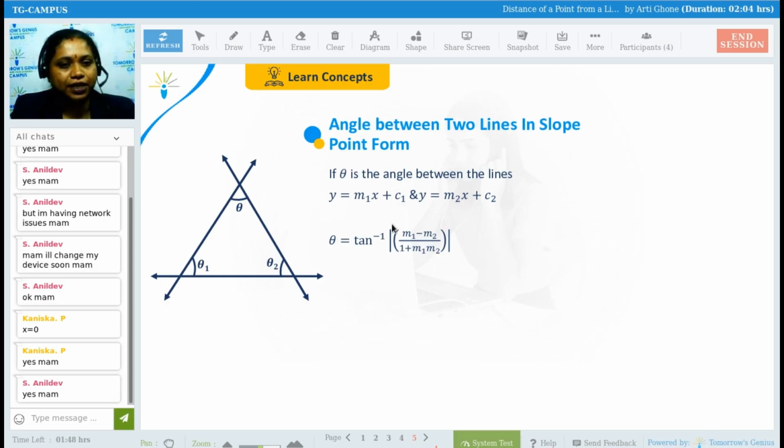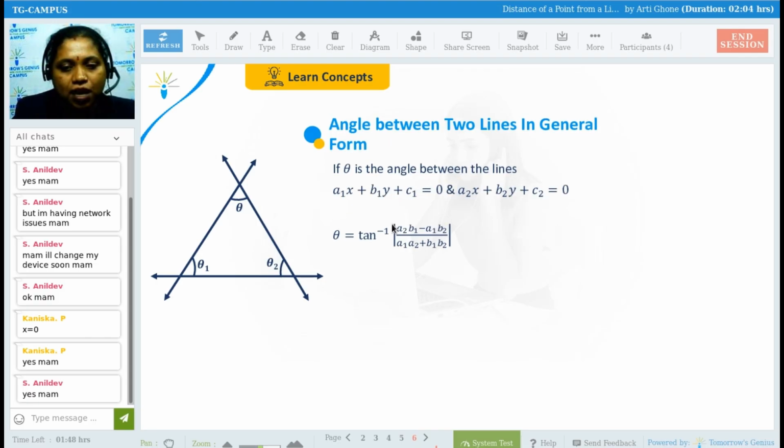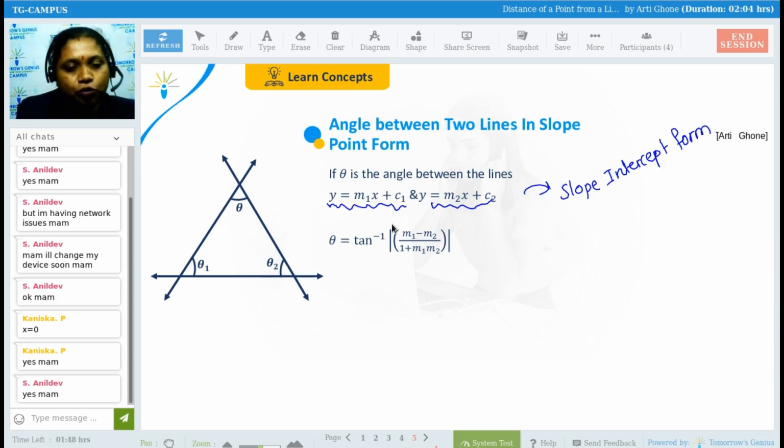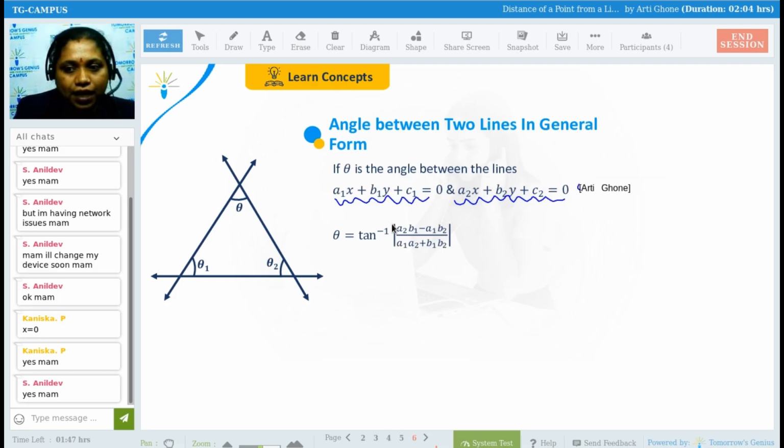Now see, as it is a straight line, it can be expressed in many methods. But a certain method to express the straight line is either with the pattern of y is equal to mx plus c, or the other pattern is ax plus by plus c, the general form. So either it will be expressed in slope intercept form, or in general form. We have two formulas for the angle between the lines, first in slope intercept form and another in general form. Clear?